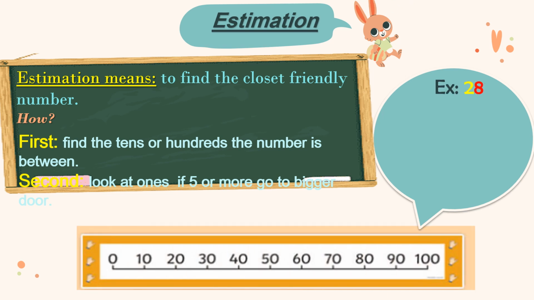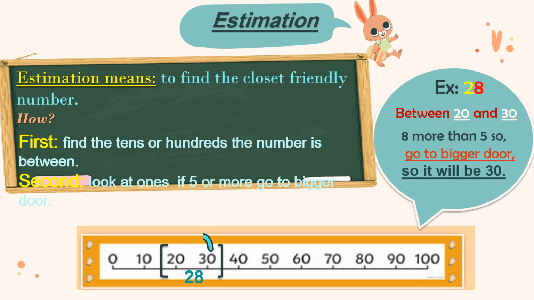28. We must draw the number line. 28 is between what and what? Look, 28 is between 20 and 30. Second step, look at ones. Ones is 8. 8 more than 5. So 5 or more, go to bigger door. 8 more than 5, so go to bigger door. So it will be 30.